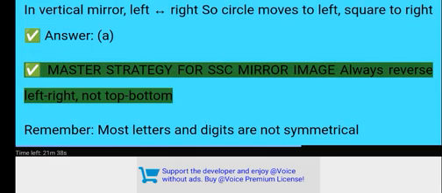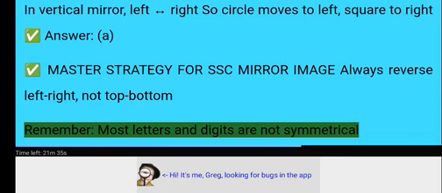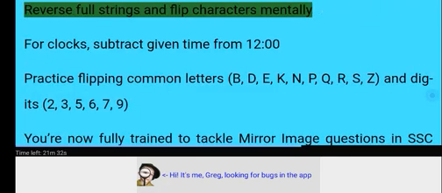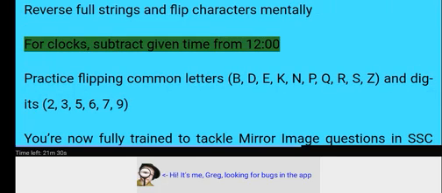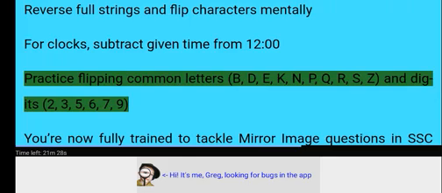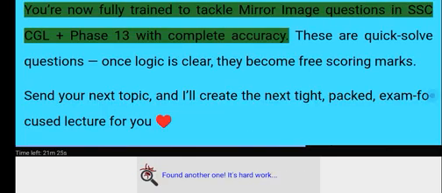Checkmark, answer: A. Checkmark, master strategy for SSC mirror image: always reverse left and right, not top and bottom. Remember, most letters and digits are not symmetrical. Reverse full strings and flip characters mentally. For clocks, subtract the given time from 12 o'clock. Practice flipping common letters B, D, E, K, N, P, Q, R, S, Z and digits 2, 3, 5, 6, 7, 9. You're now fully trained to tackle mirror image questions in SSC CGL plus Phase 13 with complete accuracy.